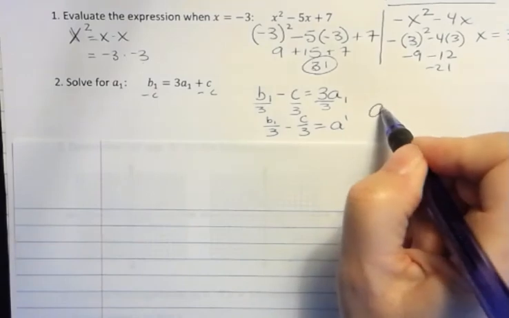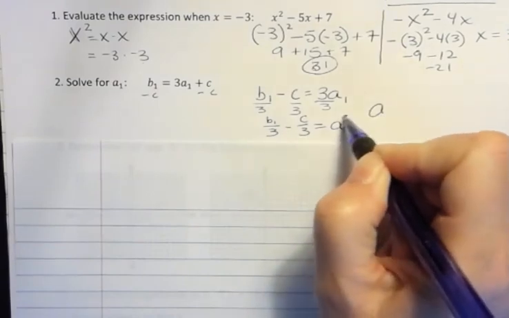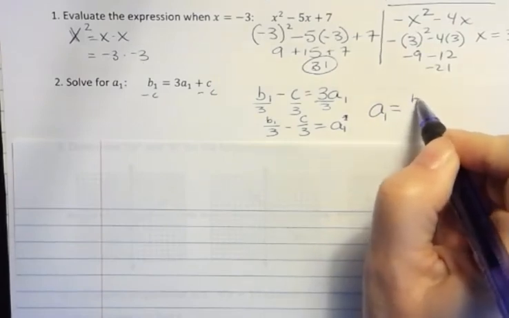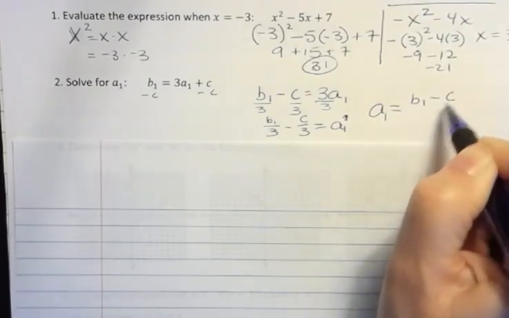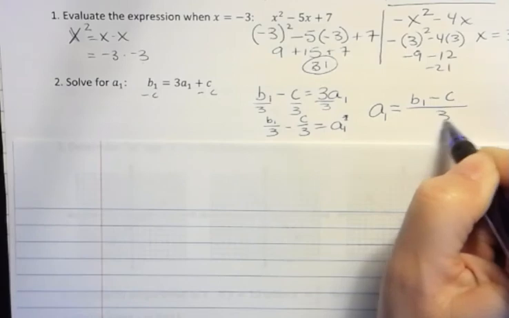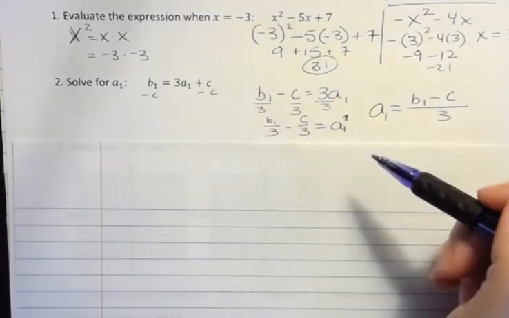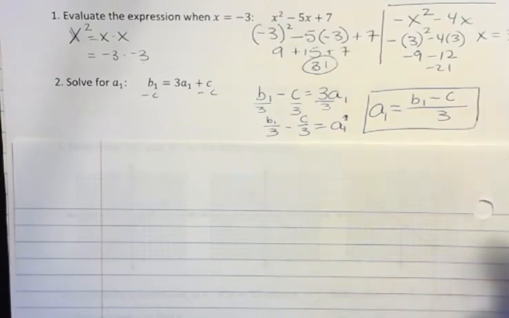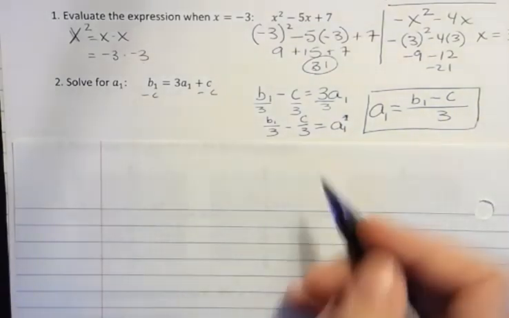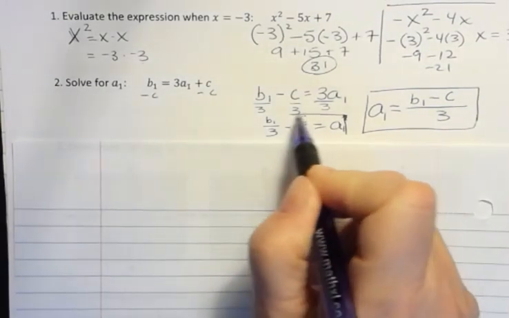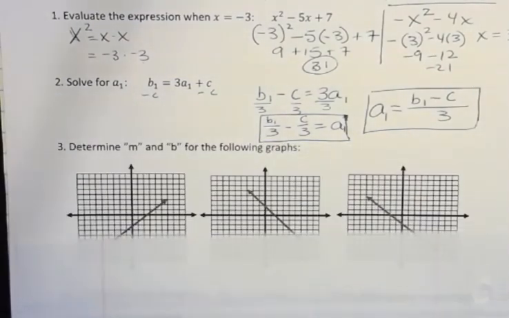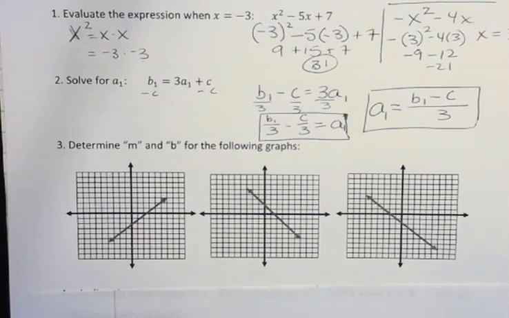Another way to write it, oops, I did exponent 1 when I meant subscript 1. I could also write a sub 1 equals b sub 1 minus c all over 3. That's if I didn't look at those separately but put those together. So either one of those is acceptable for an answer. This one or this one. Okay, then determine m and b for the following graphs.